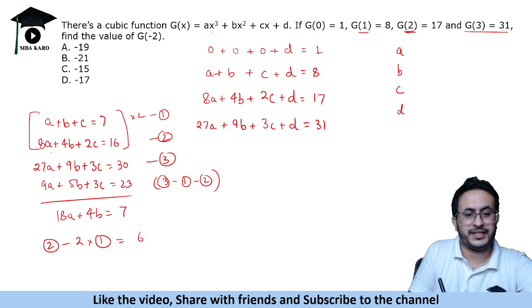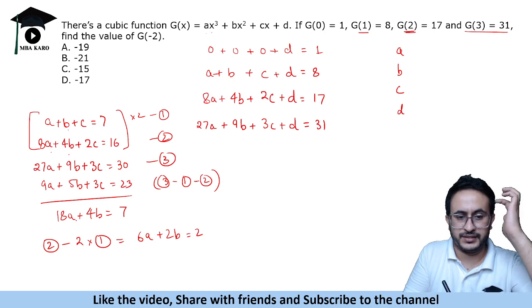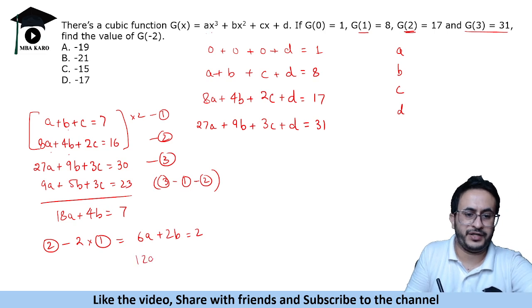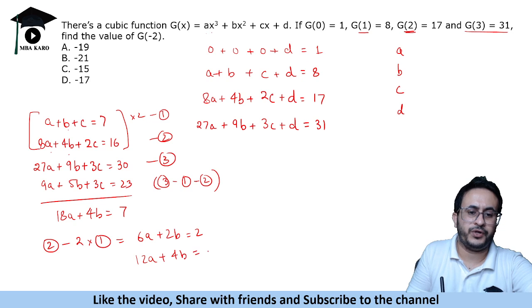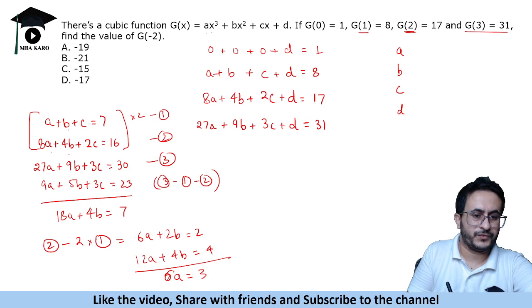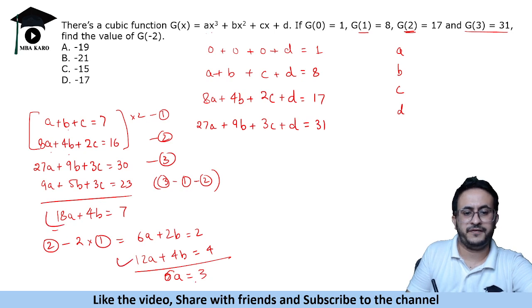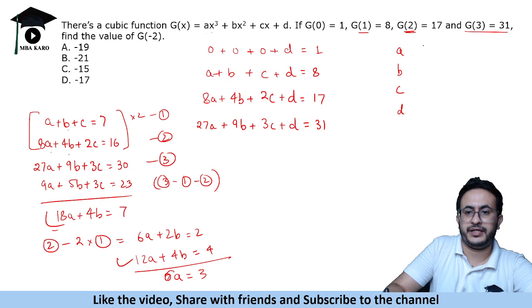6a, 4b minus 2b, that is 2b, 2c will get cancelled, 16 minus 14, that is equal to 2, right? Now we can just take double of it, we will get 12a plus 4b is equal to 4. So when we subtract, we will get 6a is equal to 3. Okay, when we subtract this equation and this equation, we will get 6a is equal to 3. So a is 1 by 2, or you can write 0.5 also.